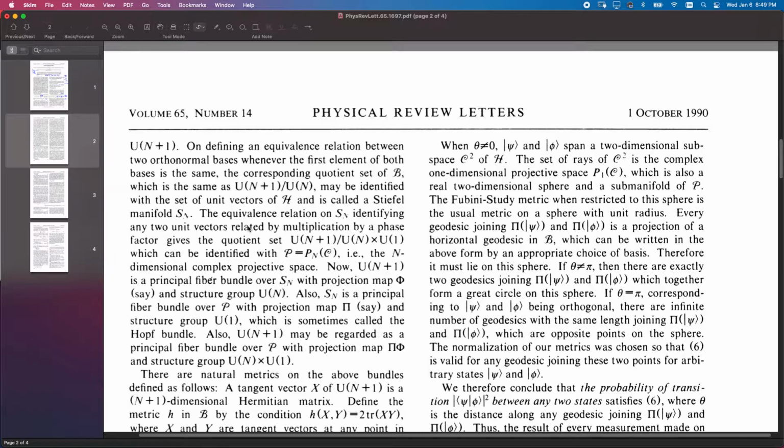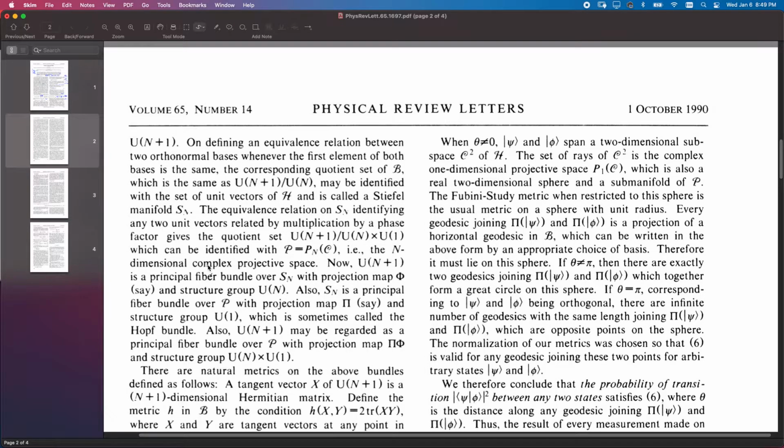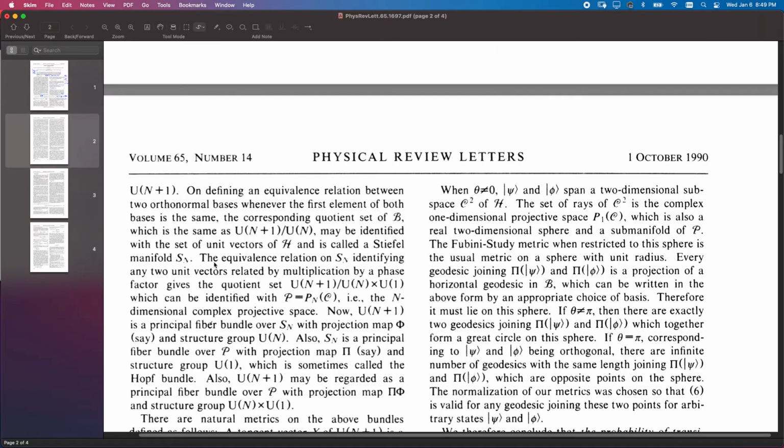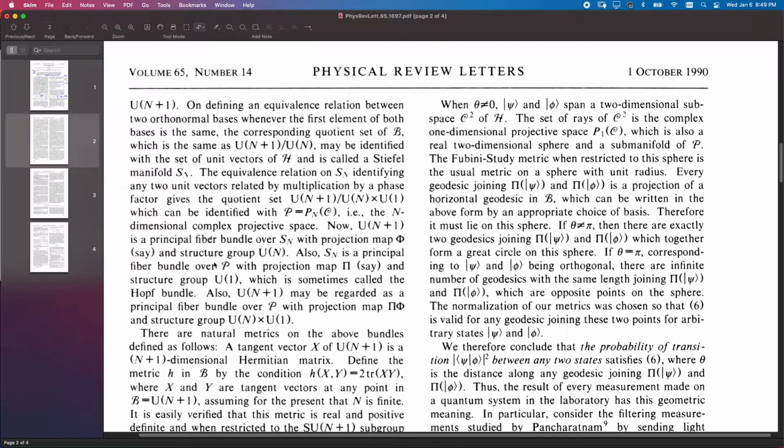So the equivalence relation. What is the equivalence relation on Sn? Identifying any two unit vectors related by multiplication by a phase factor gives the quotient set. Who cares? Which can be identified with Hilbert space P, P sub n, i.e. the n-dimensional complex projective space. Okay. I feel like this might be easier than, but it's very overwhelming.